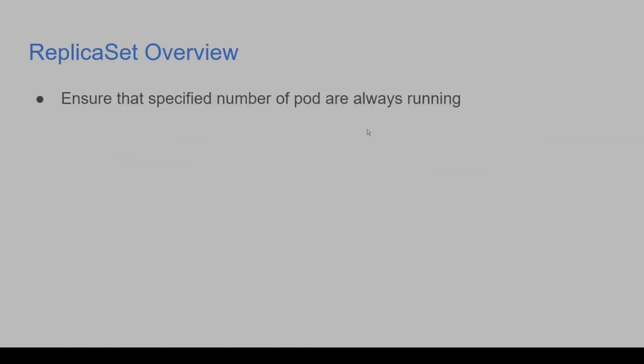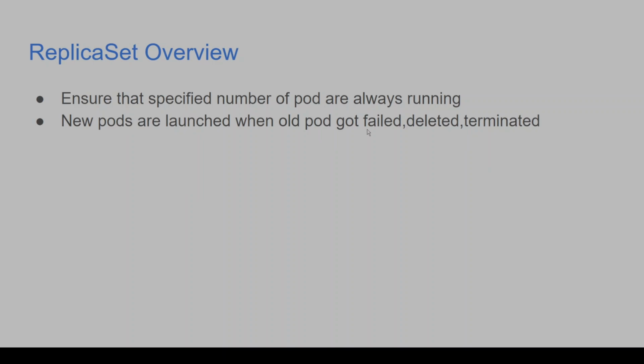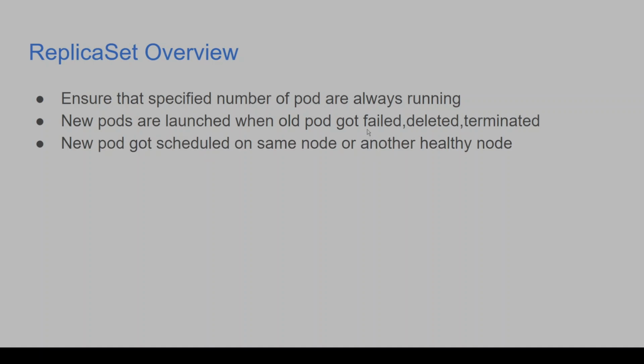It ensures that the number of pods which you have given in the manifest file are always running, and new pods are launched when an old pod fails, is deleted, or is terminated. New pods are scheduled on the same node or on another healthy node, and ReplicaSet and pods are associated with labels, which we will see in the next slides.